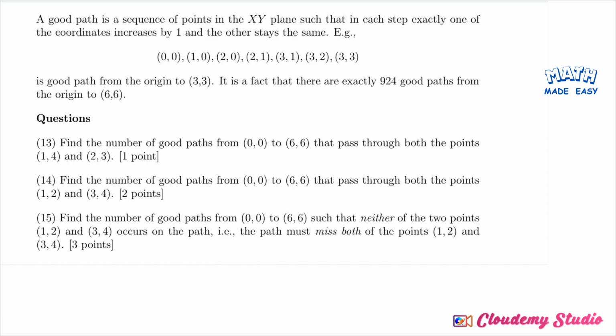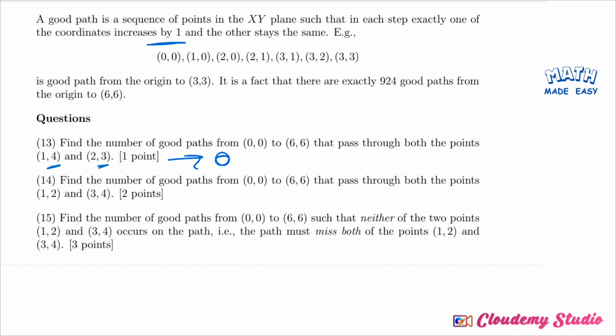Now see, a good path is a sequence of points where one coordinate increases by 1 and the other stays the same. If we see here, this is 4 and this is 3, it means it has to decrease, but a good path has to be always increasing, so certainly the answer will be 0. Now find the number of good paths that pass through the points 1 2 and 3 4.